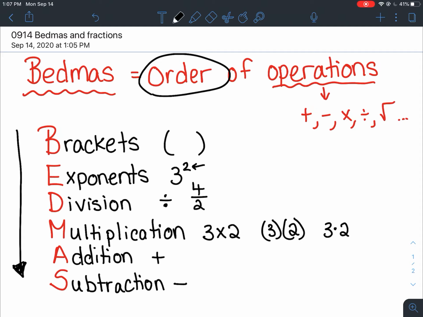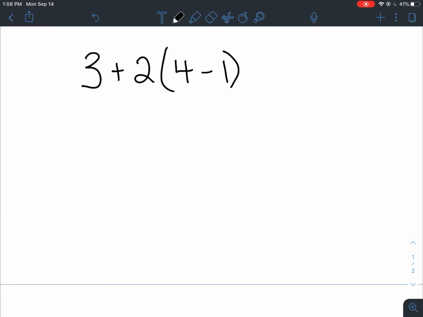So let's do an example. Let's say we had 3 plus 2 times the bracket 4 minus 1. Okay, so here's our first question. We have adding, we have subtracting, and we have a set of brackets. So according to Bedmas, what do we do first? Brackets. So this guy is what we perform first.